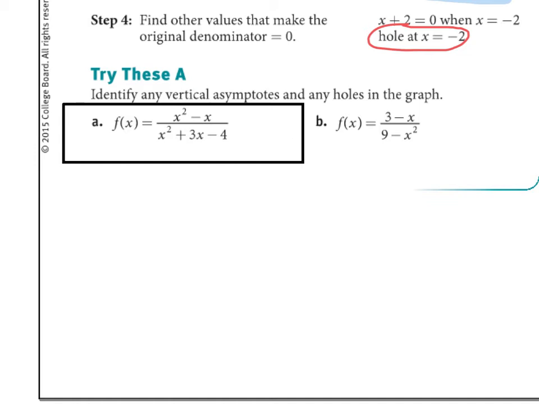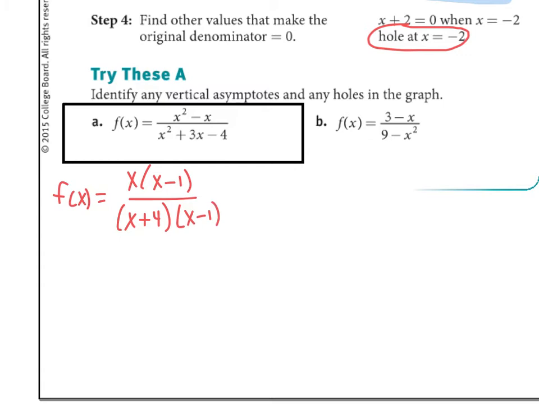So in part A, let's just start factoring first. We have the numerator as x squared minus x. So remember, we do have a common factor of x in there, which I can factor out. It would be x times x minus 1. While the denominator, the x squared plus 3x minus 4, we need factors of negative 4 that add up to 3. So we could do x plus 4 times x minus 1.